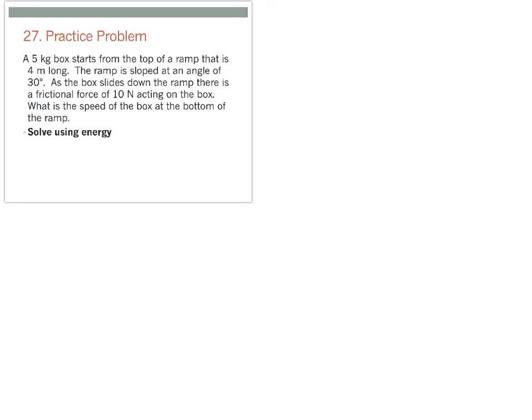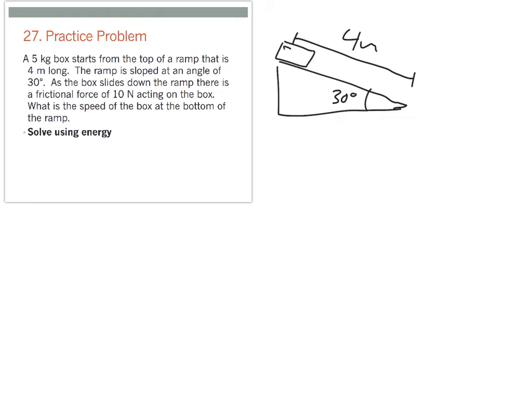For this next one, we have a situation where there's a ramp that has a length of 4 meters, and it's sloped at an angle of 30 degrees, and we're going to put a box with a mass of 5 kilograms at the top of that ramp. It's going to slide down the ramp, and as it's sliding down, there's a frictional force opposing its motion of 10 newtons.